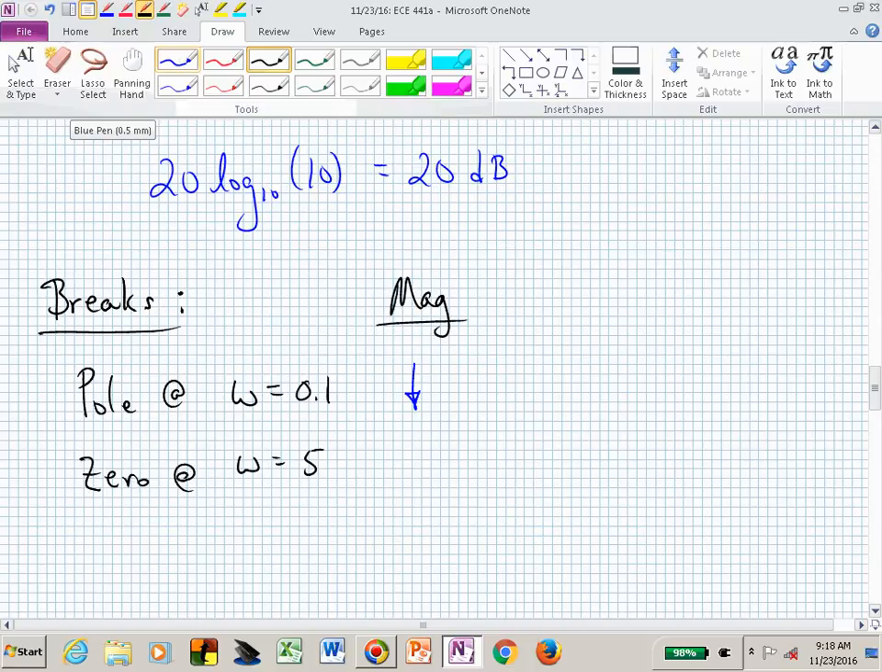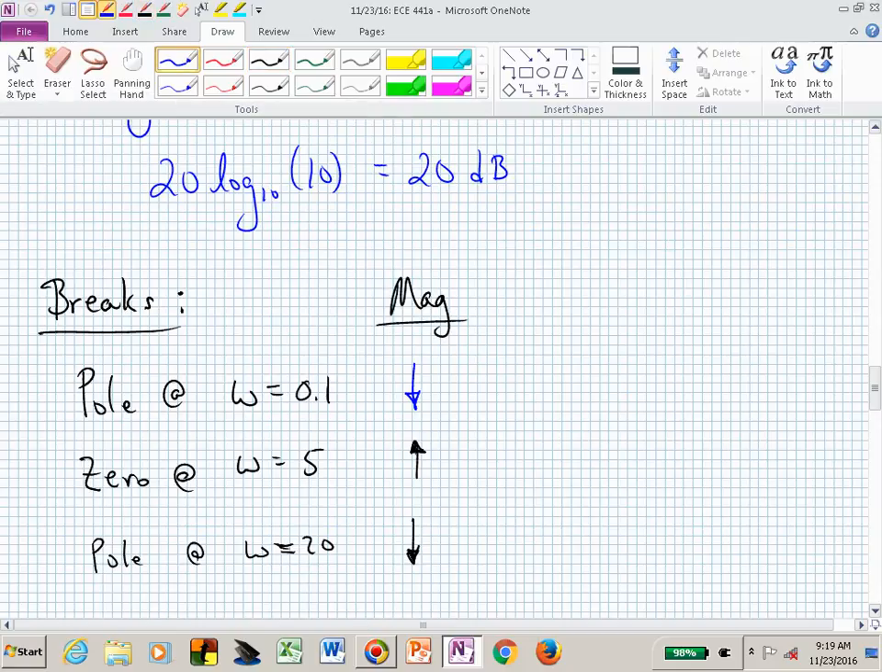And what's the magnitude of the zero factor do in terms of its slope? Since it's upstairs, it's going to convert the slope to a change of plus 20 dB per decade. And finally, then I have the last pole, and it was at 20, and that's going to cause my slope to go negative again.